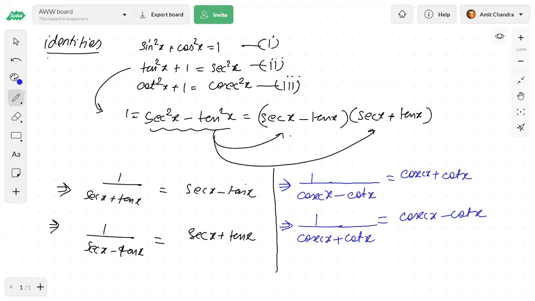Everybody understood? Fine. So these identities I can write in these forms also. These are the trigonometric identities. Using the second and third identities, we can write these forms. So first you copy this, then we'll do a question based on this.